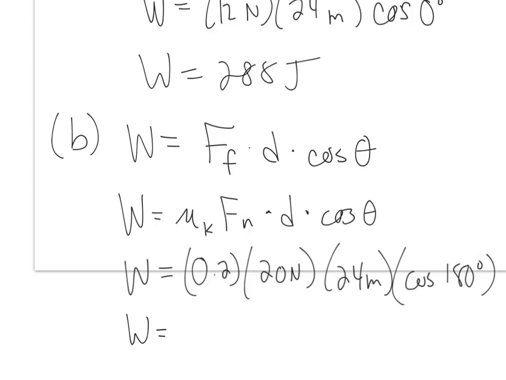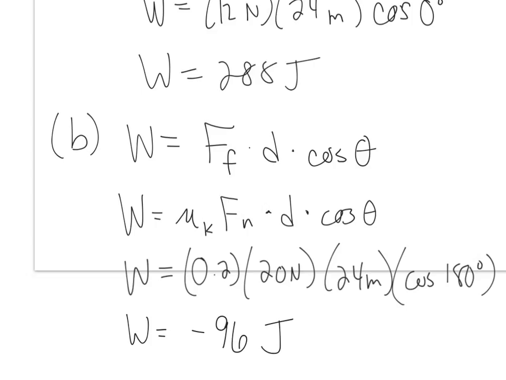Not -4, negative 96. -96. You probably forgot to multiply the distance. Okay, -96 joules. Why is the work negative? Because it's friction. Friction does work on the object, but it causes the object's energy to decrease.